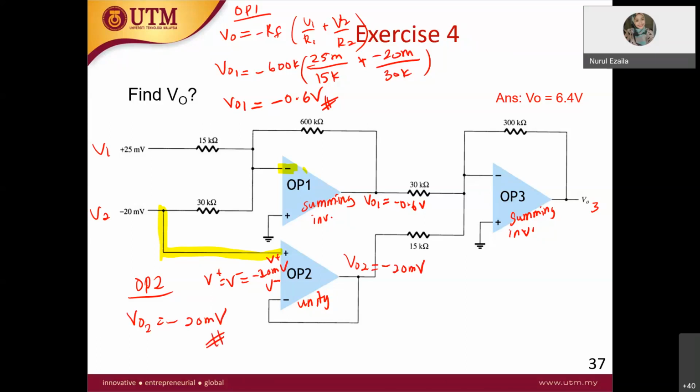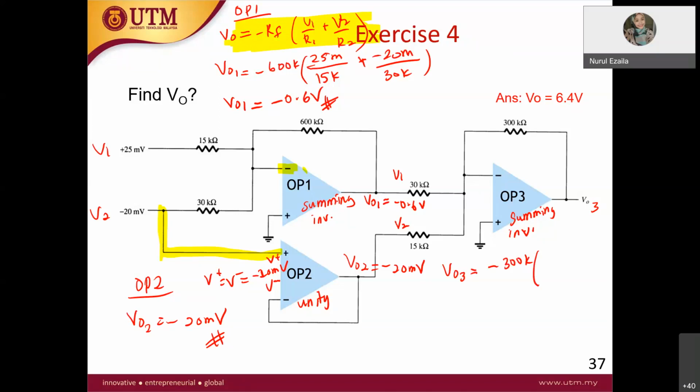All right, for OP-AMP 3, at this node you already have V out 1 and V out 2. So you have here V1 and this is V2. It is the same thing. Therefore, this is summing inverting, the same equation as here. So V out 3 is equal to negative RF, which is negative feedback, 300K. If all the answers are correct, your final answer must be correct too.